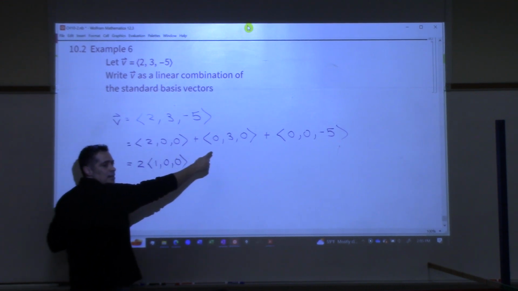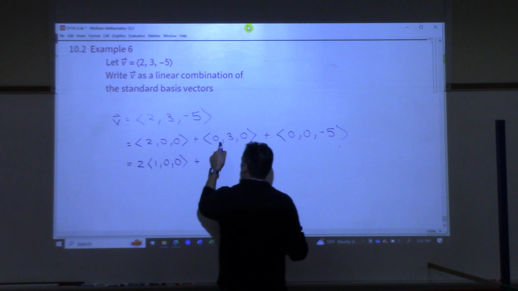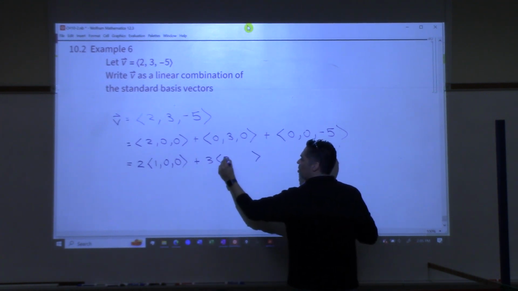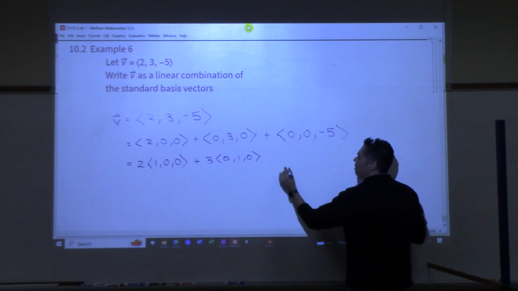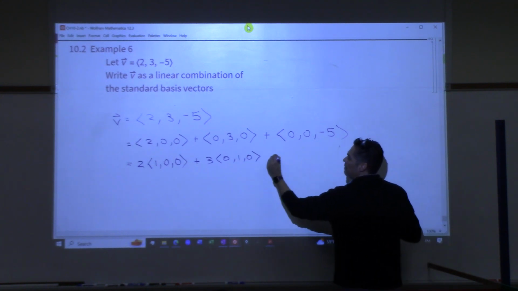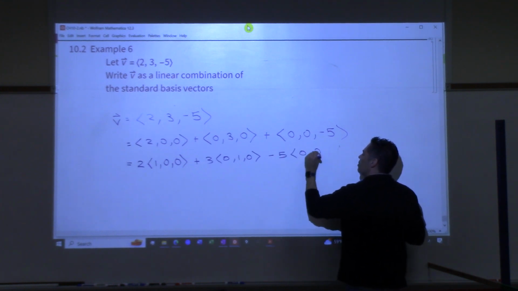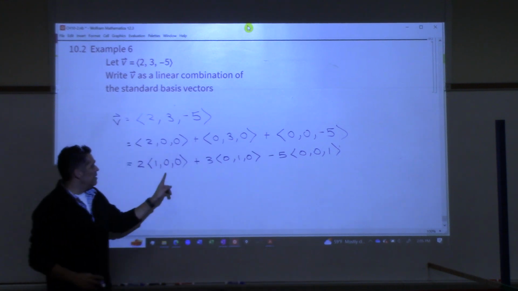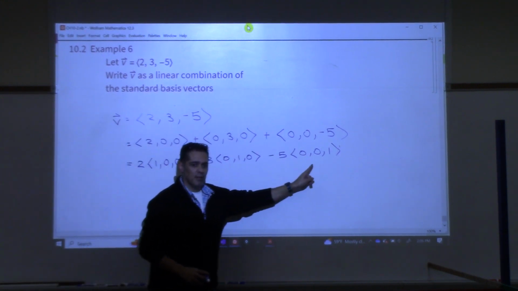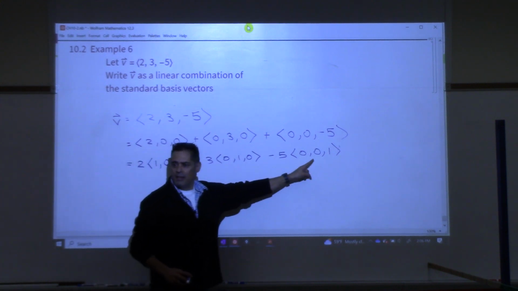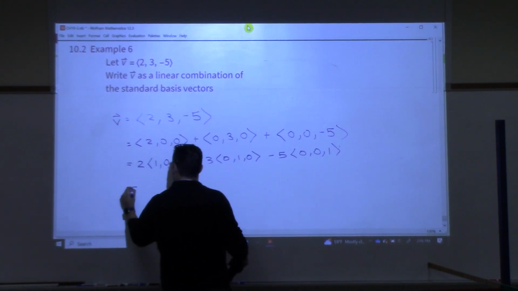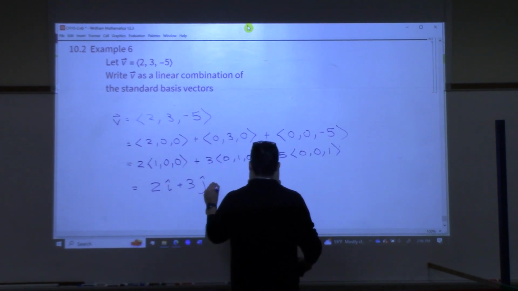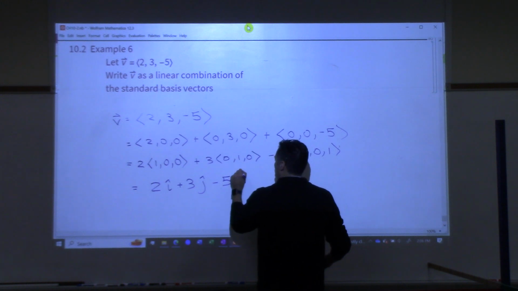I can do the same thing here, can't I? So I would pull what out of this one? 3, and then what vector would go here? 0, 1, 0. And then finally, what should I pull out of this one? -5. And I get the vector 0, 0, 1. And hopefully we recognize these three very important vectors, right? This is i, this is j, this is k. So we write it then as 2i hat plus 3j hat minus 5k hat.